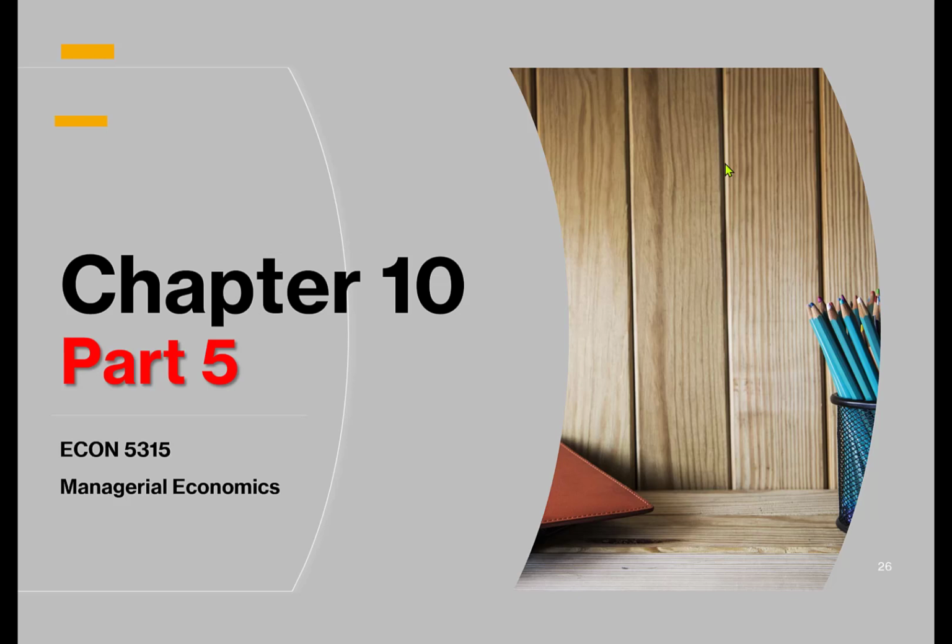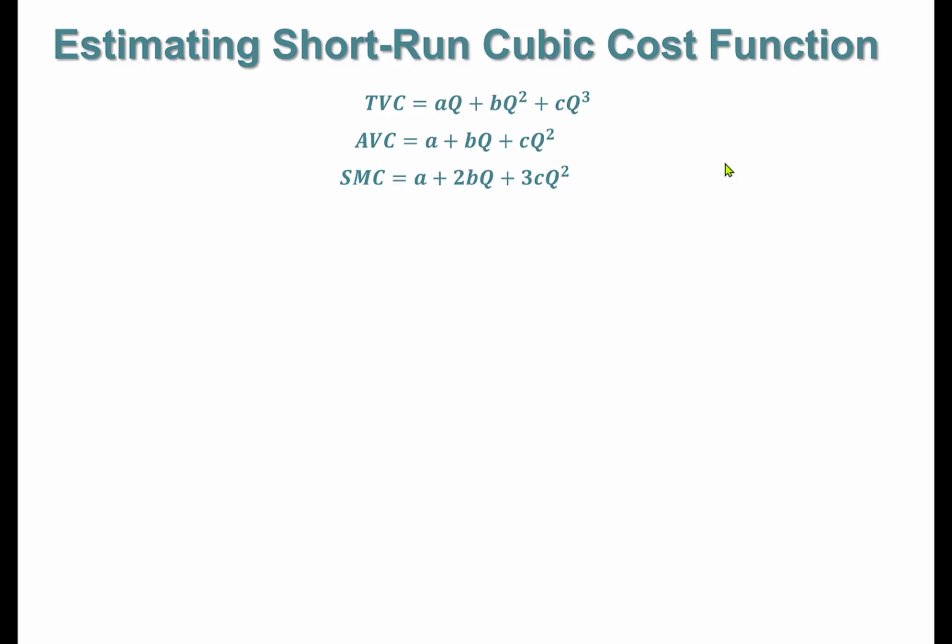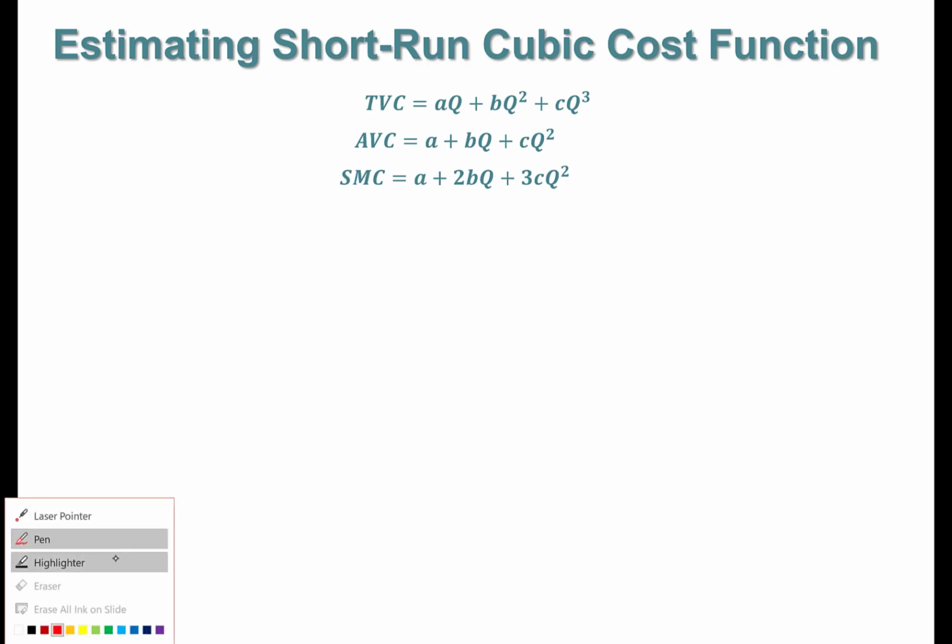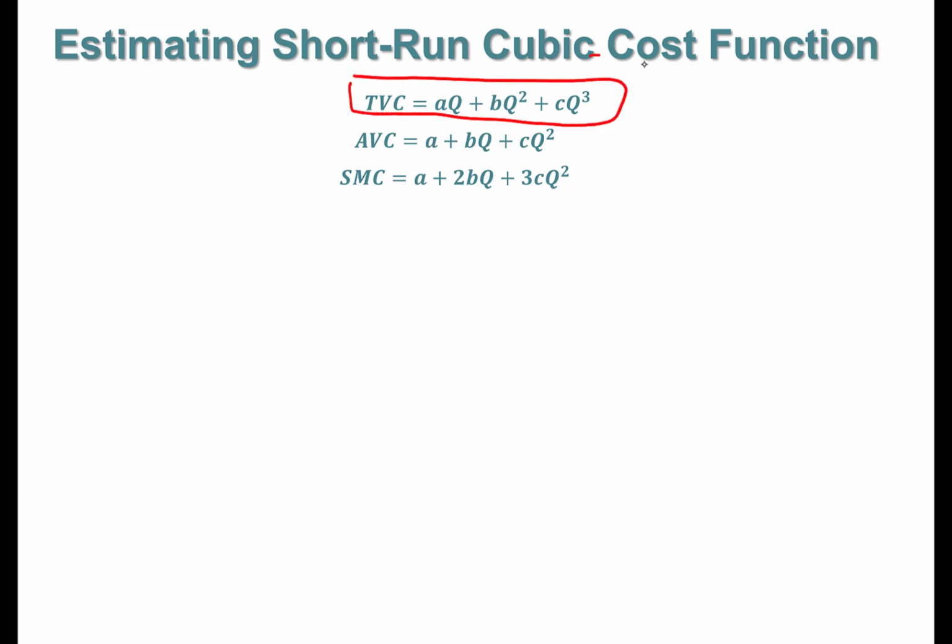Welcome back. This is chapter 10, part 5. In this part, we'll be estimating a cubic cost function. So this is what we have seen before. We derived this in the previous part. Total variable cost in cubic form, which means it goes up to the power 3, right?